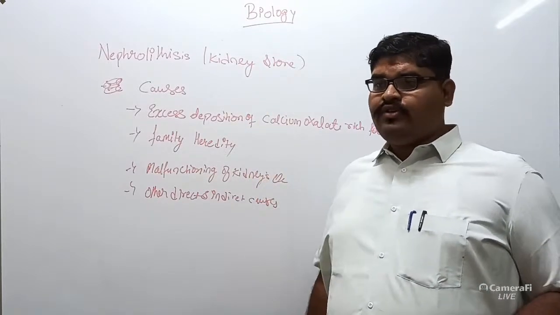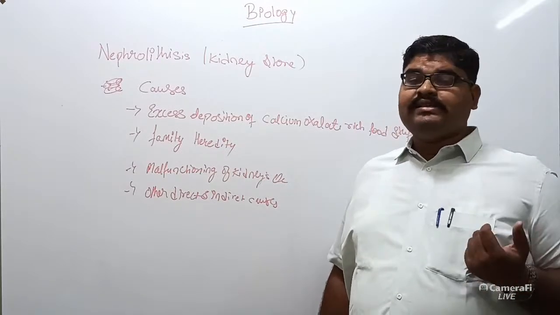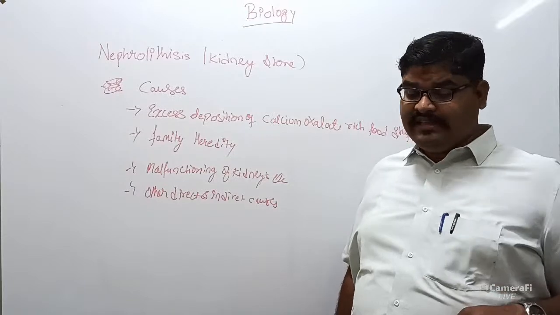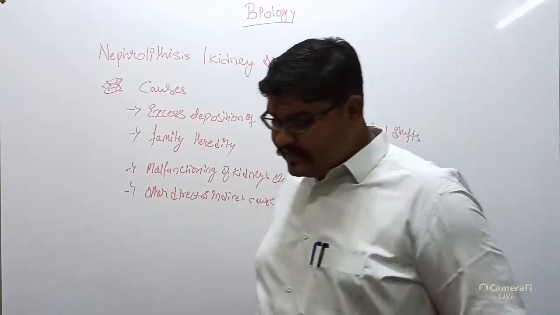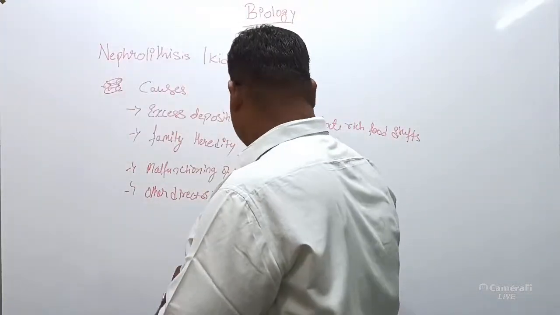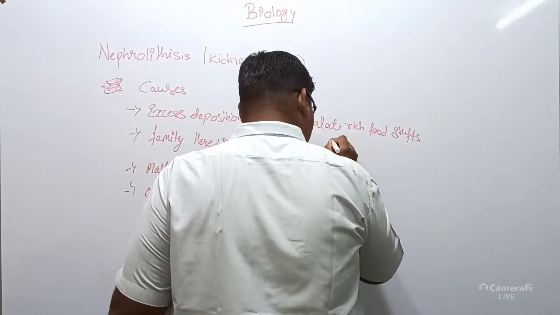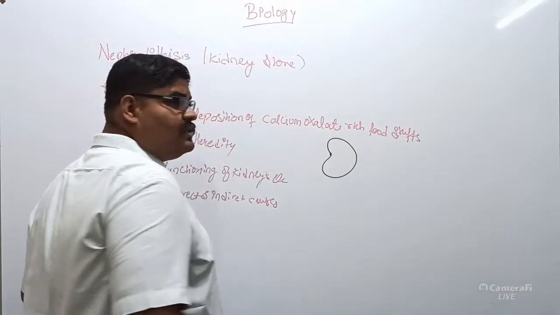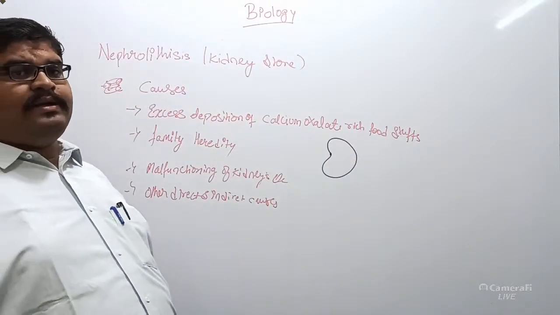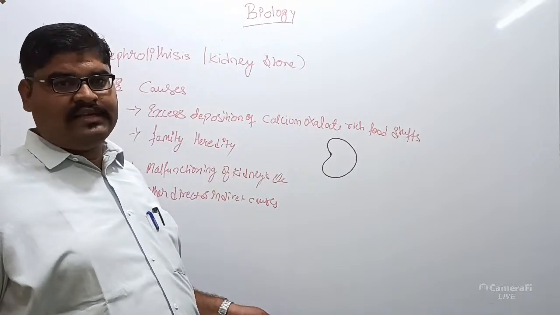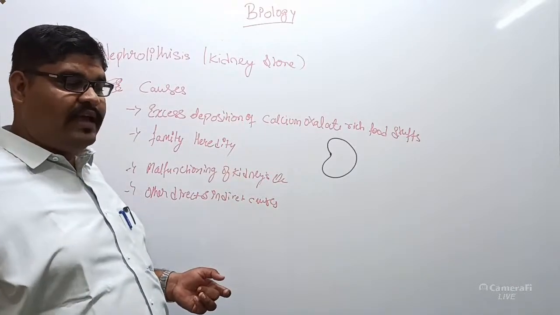So these are all the different causes for the kidney stone formation or the renal calculi. So the question arises, where does this formation take place? This formation initially takes place in the bean shaped structure, that is your kidney. In the kidney this formation of the calculi takes place, and it is usually painless during such conditions where there is formation of the calculi.